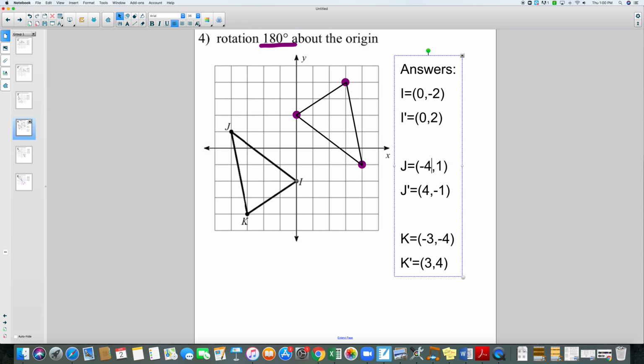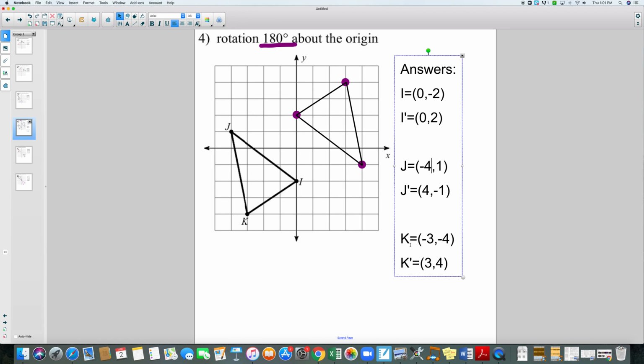Okay, so back to I. With our original coordinate I, it was 0, -2. Now when we rotated 180 degrees, 0 stays the same because 0 is 0. There's no opposite of 0. But the opposite of -2 is +2. All right, let's look at J. J originally was -4 and 1. When we flip it 180 degrees, we're looking at the opposite. So J prime was, the opposite of -4 is +4, and the opposite of +1 is -1.